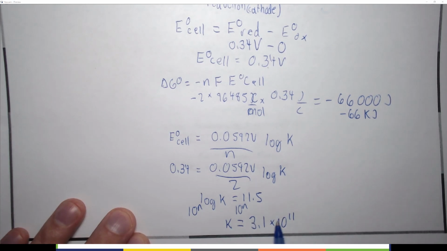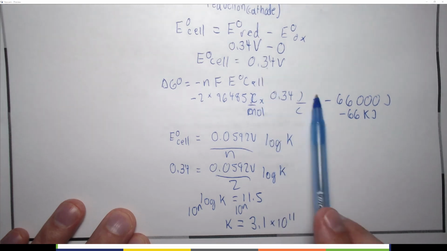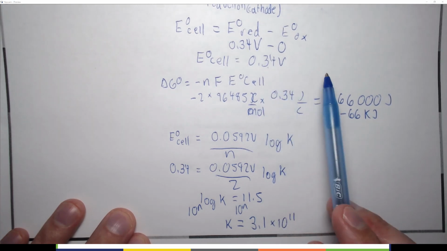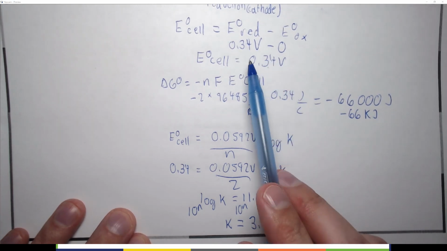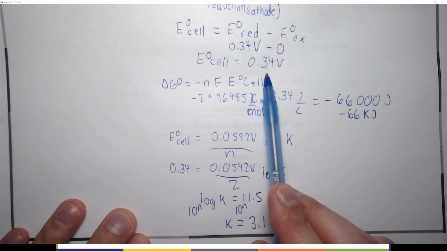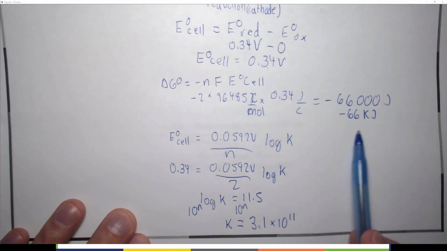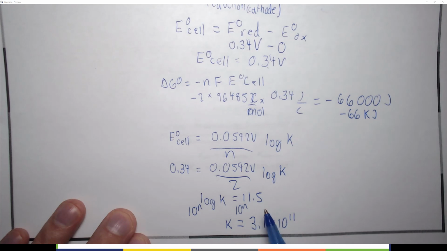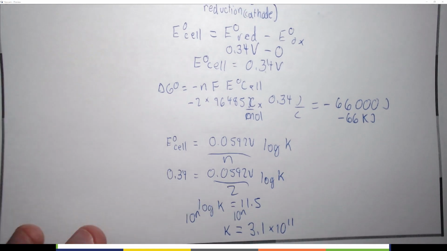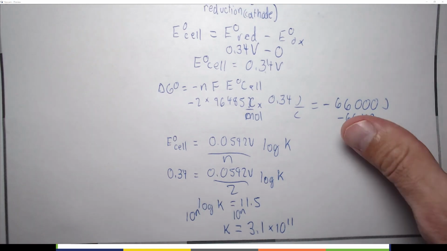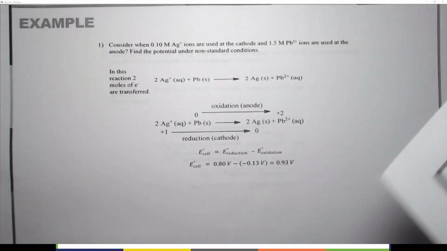Again, since K is a large number, much greater than 1, it means that the products are favored. So we have, again, consistent information on the direction of the reaction. The reaction is spontaneous in the forward direction because this is positive. It's spontaneous in the forward direction because this is negative. And K is a large number, so the products are much more favored than the reactants.